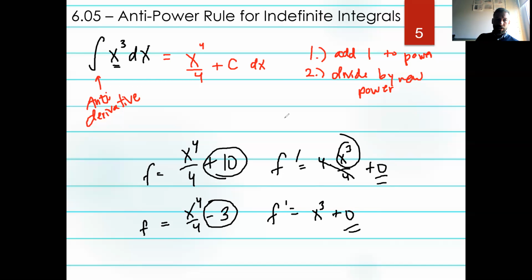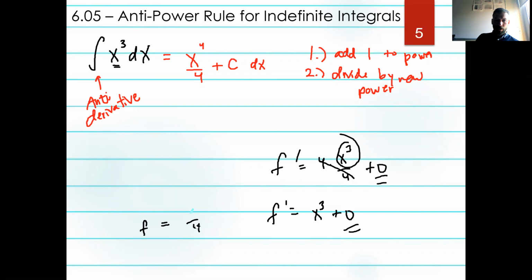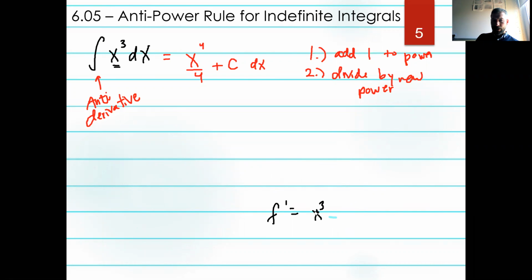So basically what we're saying here is we don't know if there is a constant there or not. We have no idea if this problem started with x to the fourth plus or minus something in order to get that x to the third plus 0. We don't know if there is a constant there or not. So we're just going to mark it as having a plus c. That's it.